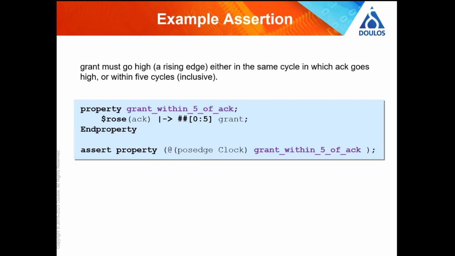So here's this fairly abstract thing called a property. What this is saying is that if ACK rises, then, and this operator here is called an implication operator, and it's a really, really powerful operator. It says if the left-hand side is true, then the right-hand side should be true. So if ACK rises, if there's an ACK, then within 5 clock cycles, there should be a ground. And that's a fairly abstract thing.